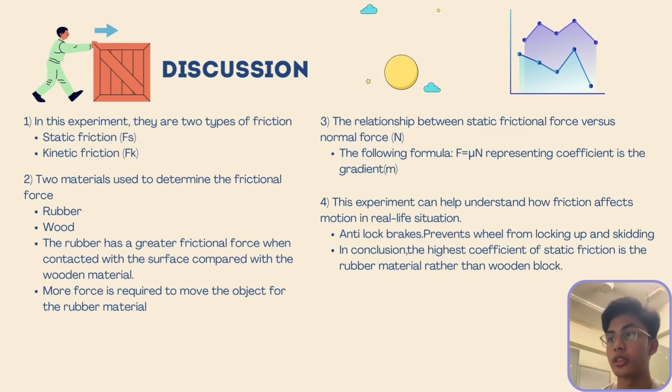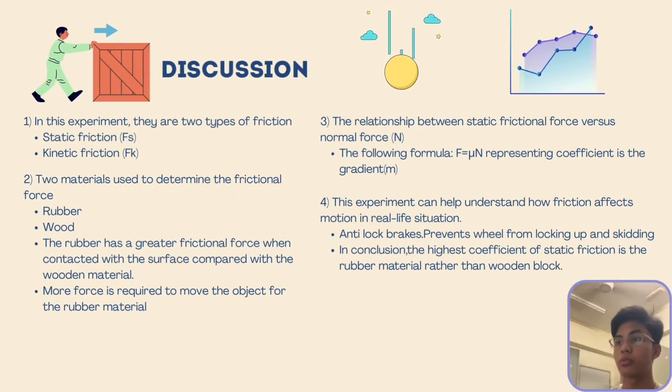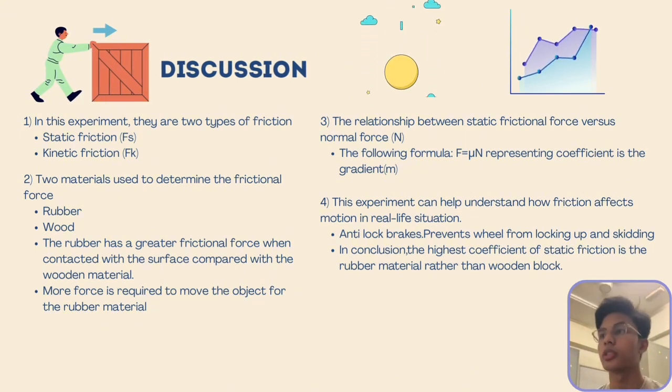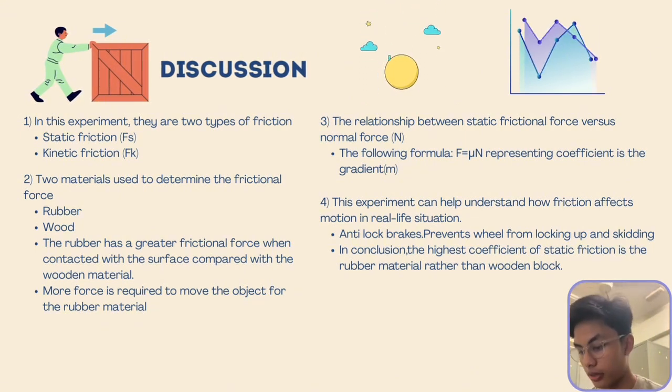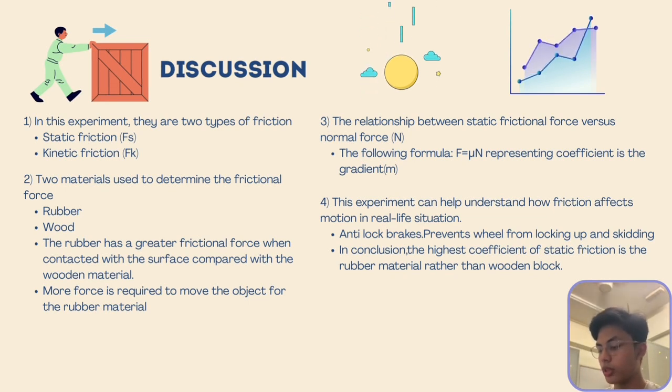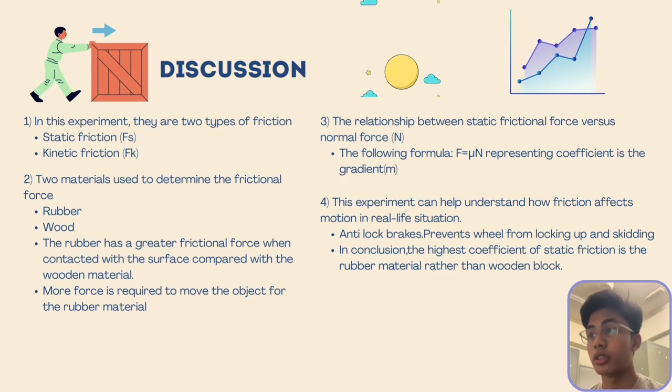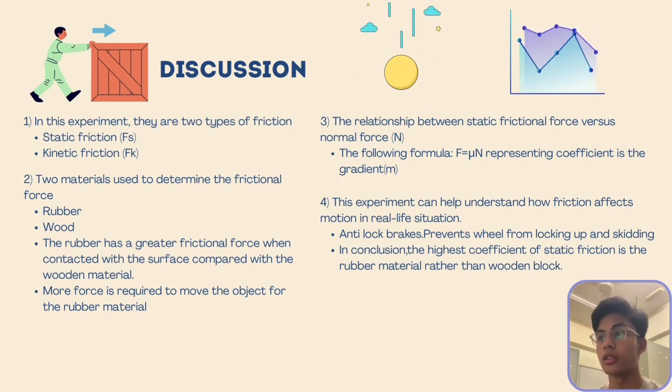Number 4, this experiment can help us understand how friction affects motion in real-life situations. For example, the anti-lock brakes. How it works is it prevents wheels from locking up and skidding. And the wheel will have static friction between tire and road with more resistance in motion. In conclusion, the highest coefficient of static friction is the rubber material rather than the wooden blocks.